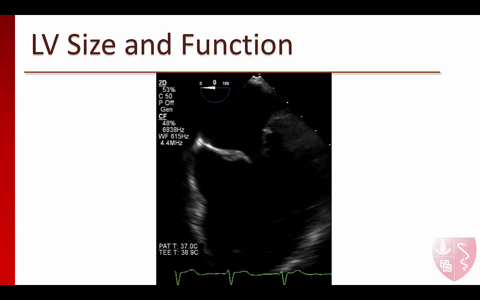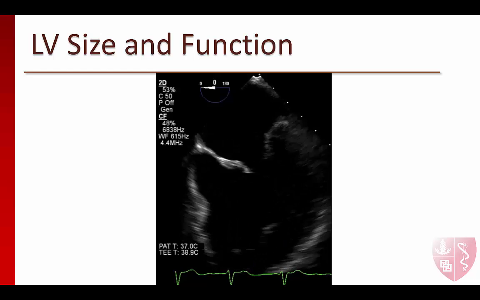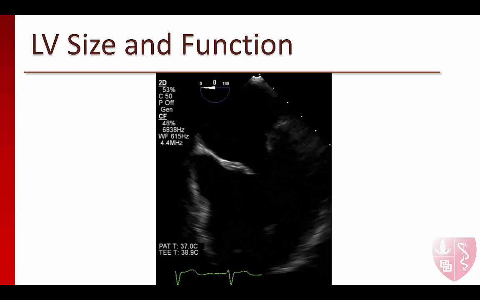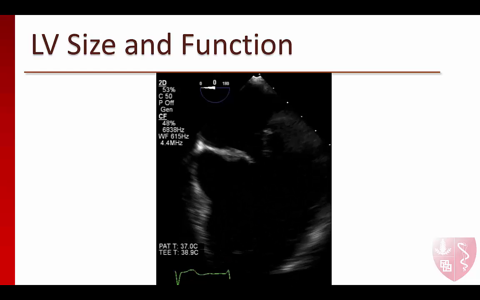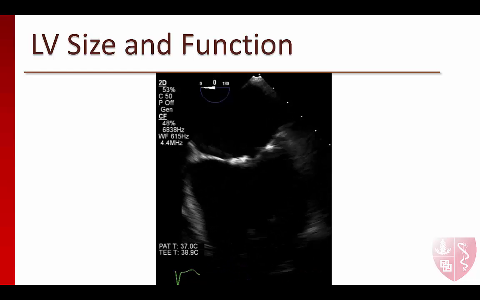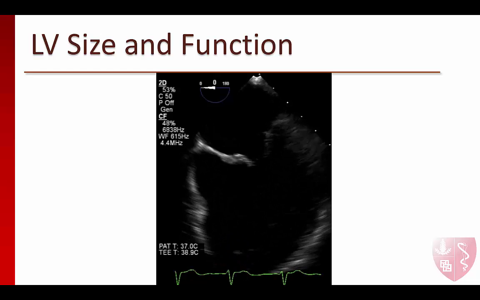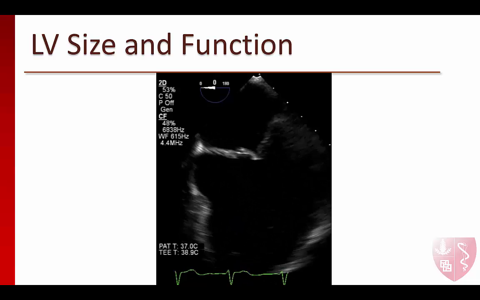This is a modified mid-esophageal 4-chamber view with the probe rotated to the left and zoomed in so that we only see the left side of the heart. Notice the large left atrium and dilated, poorly contracting left ventricle. The mitral valve annulus is also dilated, leading to poor coaptation of the valve leaflets. Just looking at this image alone, we can surmise that there is likely significant mitral regurgitation present.